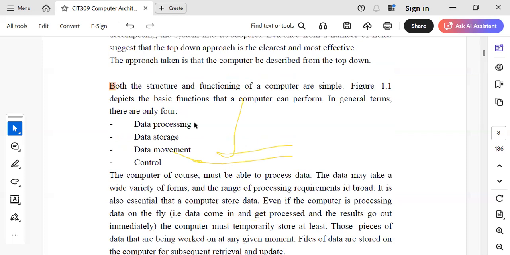So what I'm trying to say is let's pick out the main points we can put in our head from this paragraph that our brother just finished reading. The first thing you should know is the functions that a computer performs. When you say computer, what you should expect the computer to perform is data processing, data storage, data movement, and then control.